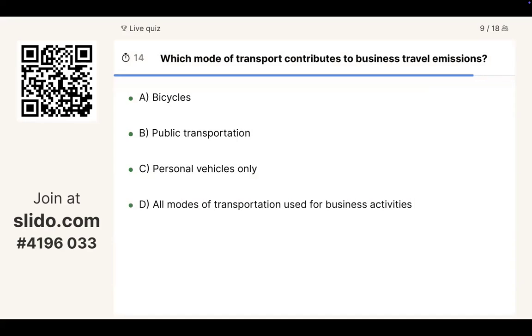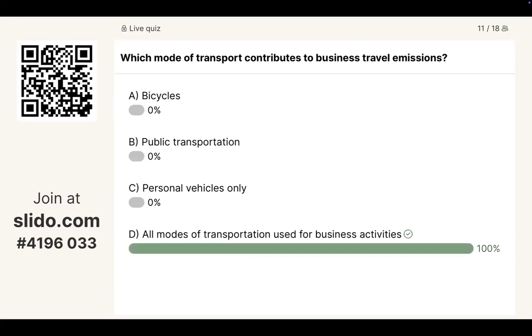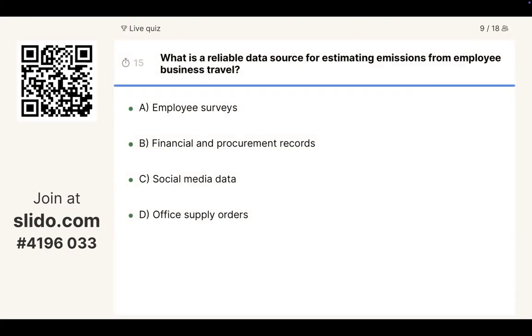Which mode of transport contributes to business travel emission? Is it bicycle? Does it involve any carbon emission? Public transportation, personal vehicle, all modes of transportation in business activity. All modes of transportation used in business activity is the correct answer.